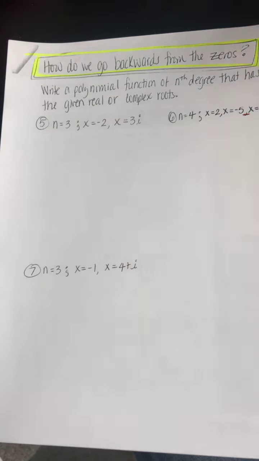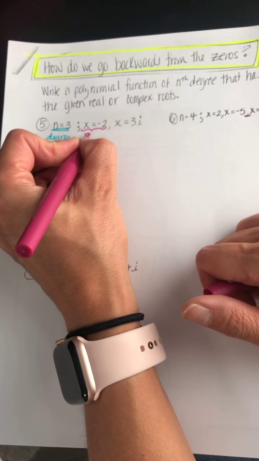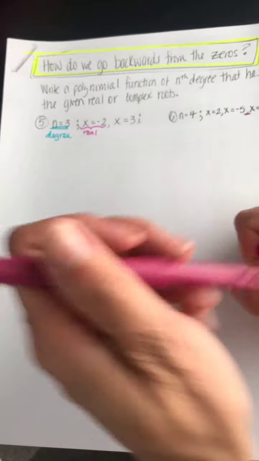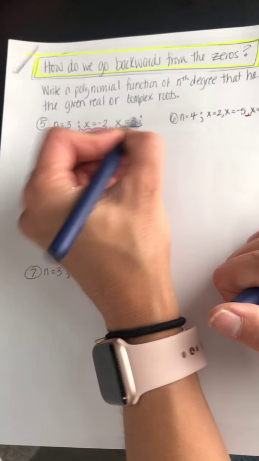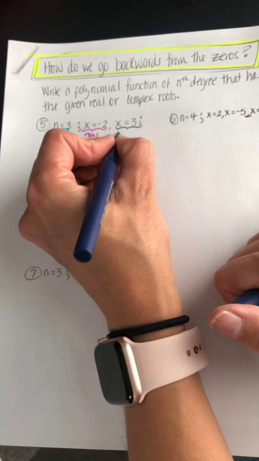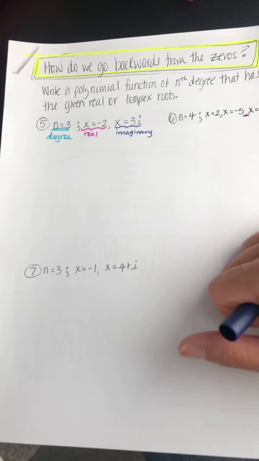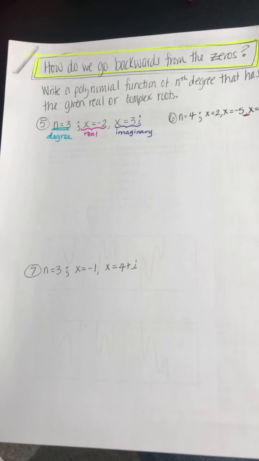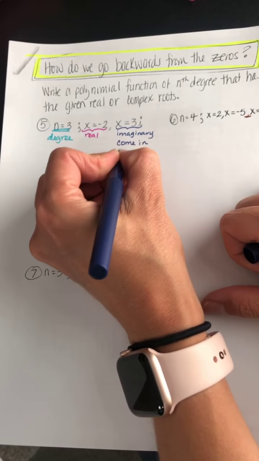x equals negative 2 is a real number. So I'm going to label that real. This is a real solution. And I have x equals 3i. This is an imaginary solution. But remember, imaginary numbers always come in pairs. So that means there should be a pair that comes with this.